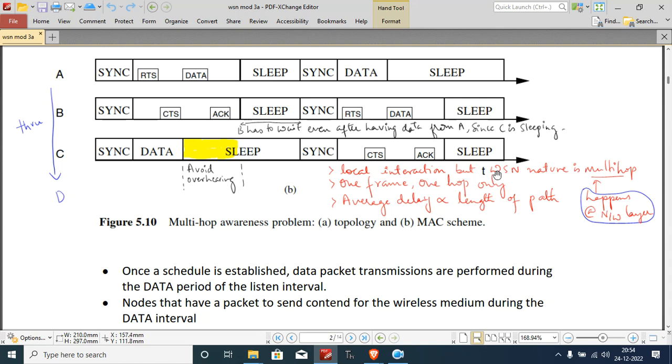Here the WSN's basic nature is multi-hop, but this multi-hop is actually taken care of at the network layer, because right now we are at the MAC layer, medium access control. That's the second layer after the physical layer, and above this MAC layer we have the network layer, and basically in the network layer this multi-hopping task will be taken care of.